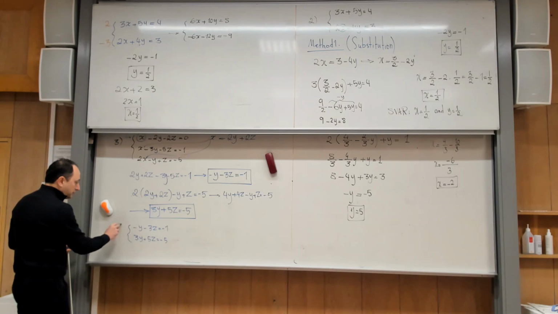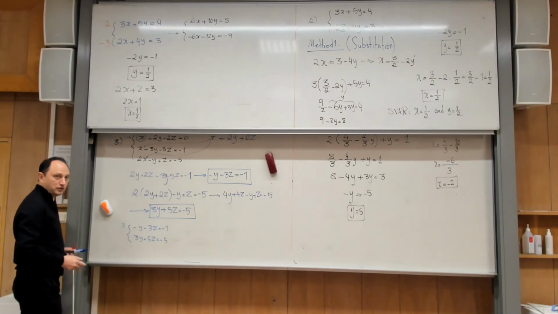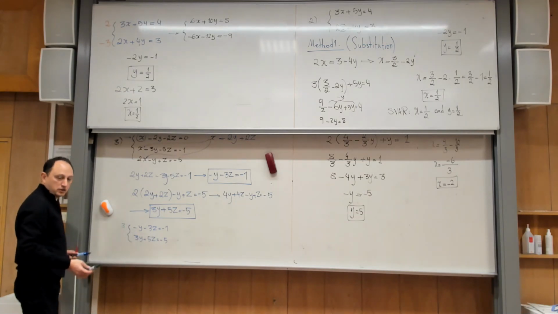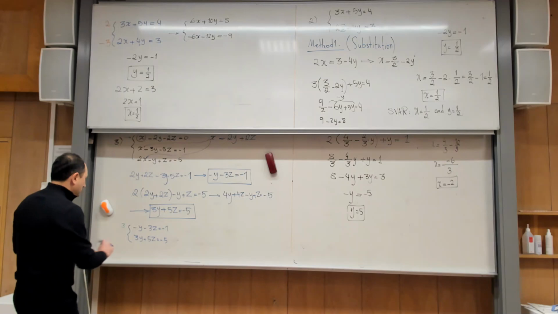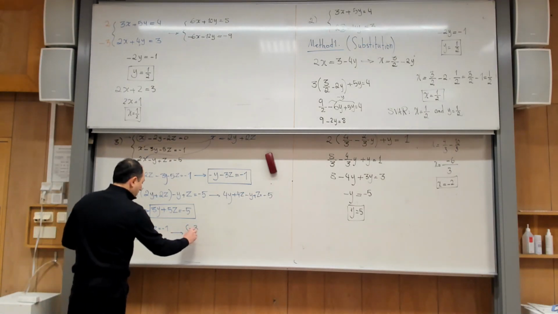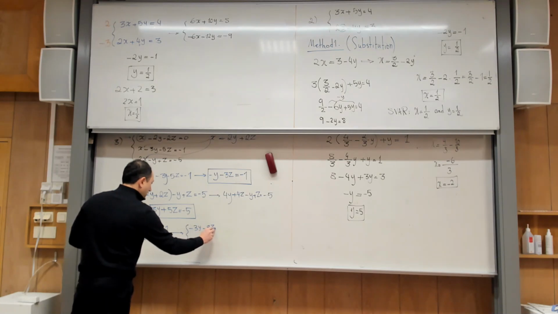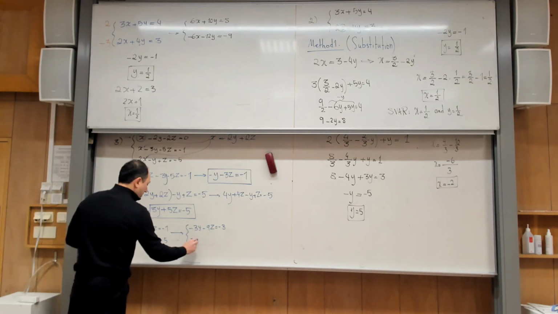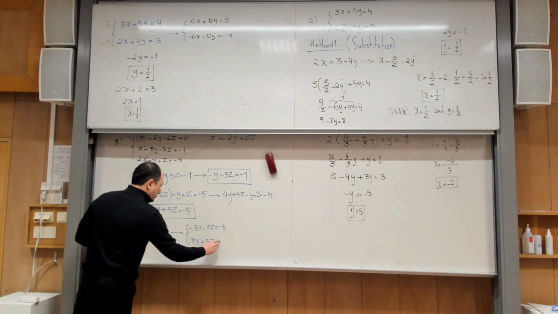I myself prefer to multiply it by 3. Do you agree? Because if I multiply it by 3, this becomes minus 3y, and then when I add it here, it will be gone. So let us continue with this strategy. I multiply it by 3. It becomes minus 3y minus 9z is minus 3. And then it becomes 3y plus 5z is equal to minus 5.